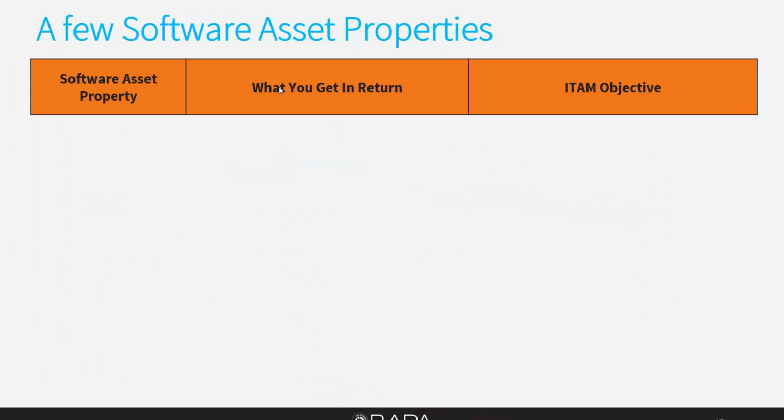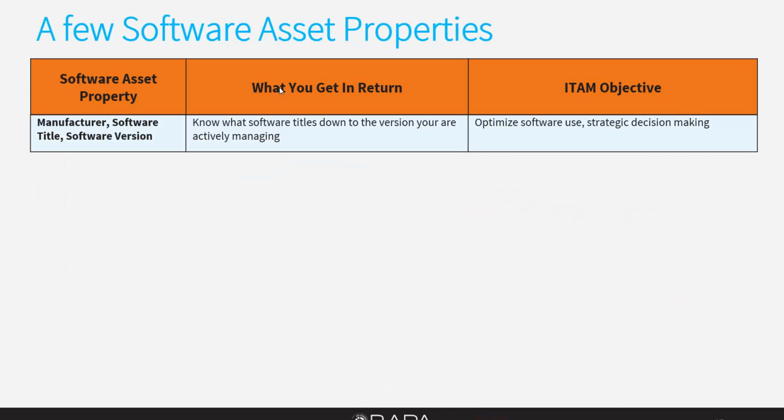So we'll just take a couple of minutes to look at each property and what you're getting back in return in terms of your objectives, similarly to what we did with hardware. If you're tracking your titles and versions, it'll allow you to manage your software down to a title and a version. If you're not tracking your entitlements and assignments at the version level, then you really can't do anything at the version level. So it's just common sense that you need to track it by version if you want to be able to report by version.